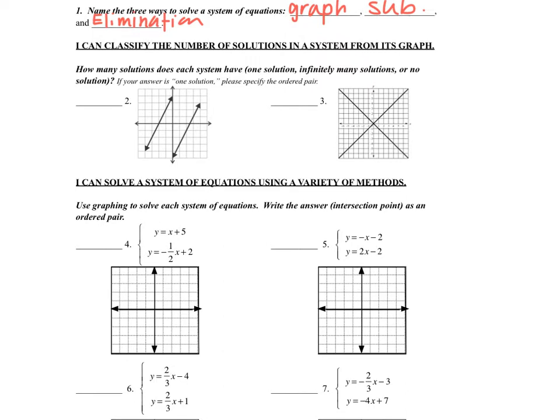How many solutions does each system have? One solution, where they intersect one time. Infinitely many solutions, so there's 2 equations but one continuous line. Or no solution. Okay, they're parallel, they never intersect, they never cross. Alright, so using what I just told you about one solution, infinitely many solutions, or no solutions, you should be able to solve 2 and 3.